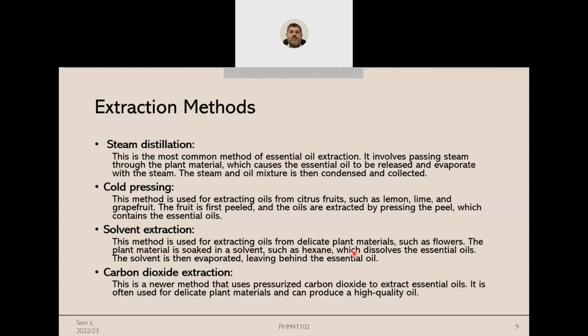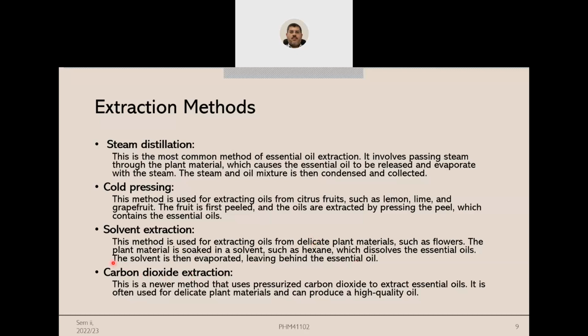They will dissolve the essential oils. After this, the solvent is evaporated, and it will leave behind the oil. By applying vacuum or some gentle heating, the solvent will evaporate, assuming that the boiling point of the solvent is lower than that of the oil. So we evaporate the solvent and leave behind the essential oil.